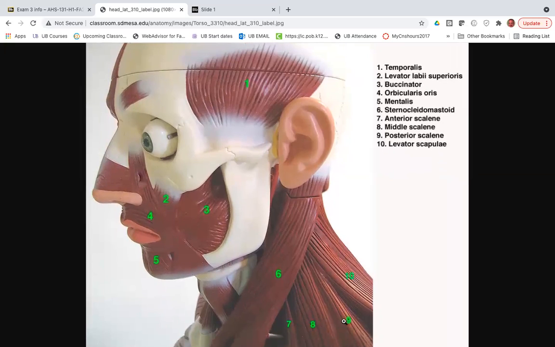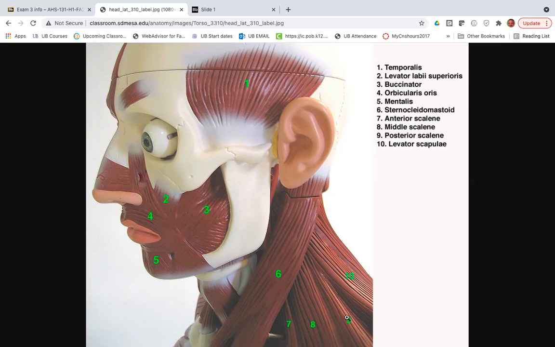Now, 7, 8, and 9, these are the scalene sisters. And the scalene sisters are the anterior, middle, and posterior. So I've heard of these referred to as scalenius anterior, scalenius middle, and scalenius posticus. But I've also seen them called simply anterior, middle, and posterior scalenes. Anterior, middle, and posterior scalene.